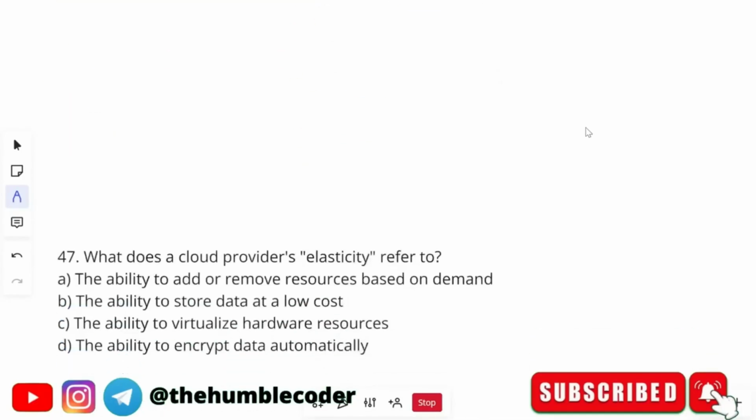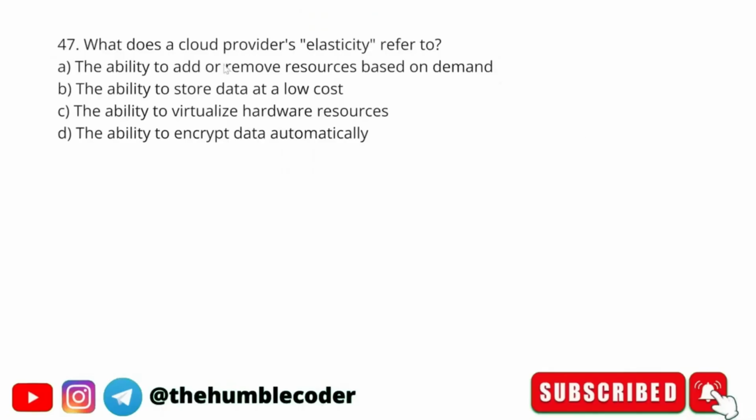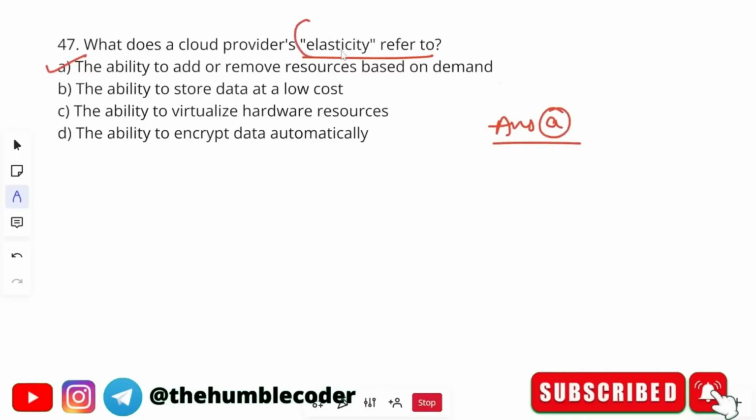Moving on to the next question now. What does a cloud provider's elasticity refer to? Okay, let's see the options that we have. The ability to add or remove resources based on demand, the ability to store data at low cost. Option C is the ability to virtualize hardware resources, and option D is the ability to encrypt data automatically. The correct answer is option number A, that is the ability to add or remove resources based on demand. So that is what is called elasticity. Okay, that is the concept of elasticity in cloud computing.